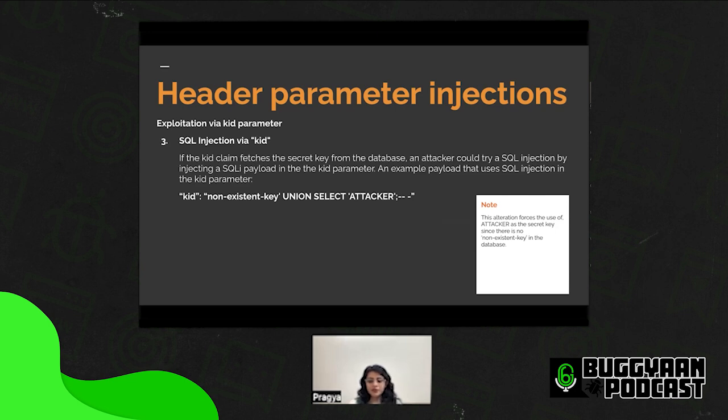So if you see a path, you try for path traversal. You see a database fetch, database operation, you try for SQL injection. Same way we do in web security. And the same methodologies we apply in tokens also. I'll show you another example of this.